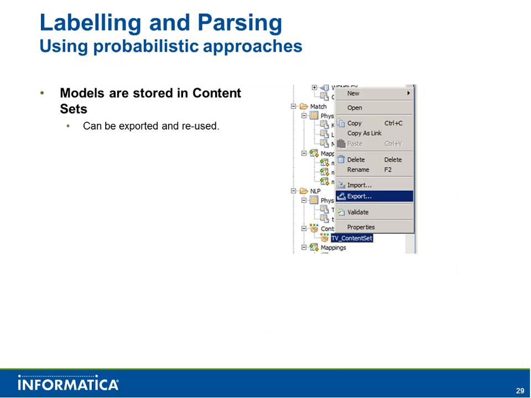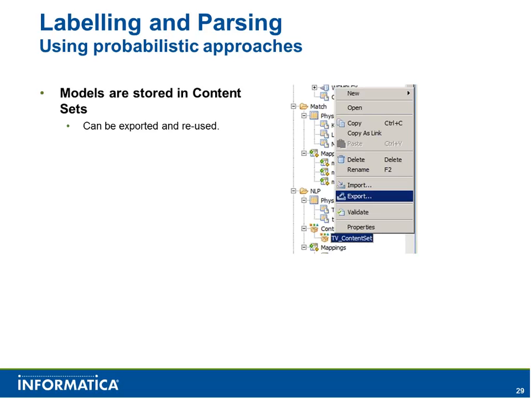And the actual models that you create are stored in content sets, so they can be exported and reused. Two options when you're exporting these. You can export the full model, or else you can just export the compiled version. If you export the full model, you can continue to retrain that further. So if you're moving between test environments, that would be great.